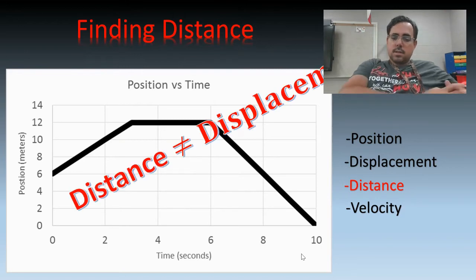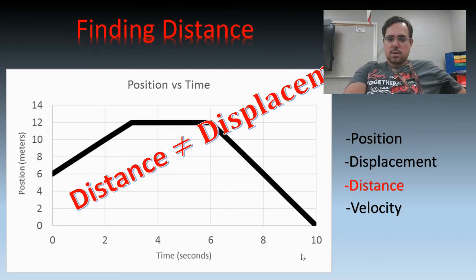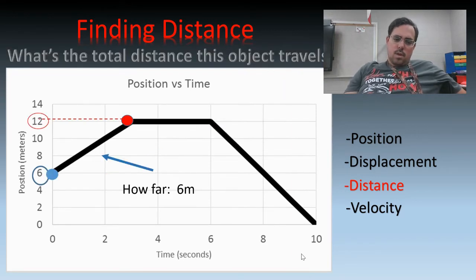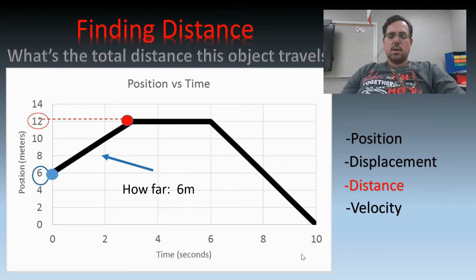First of all, distance does not equal displacement, or at least not always. Distance, remember, is how far something has gone total, and displacement is just how far it is from where it started. To find distance, we're going to find the distance for each line segment in the graph. Each time the graph bends and forms a new line, we treat that separately. Here, in the first line segment, the position goes from 6 meters up to 12 meters. So that's a change of 6 meters.